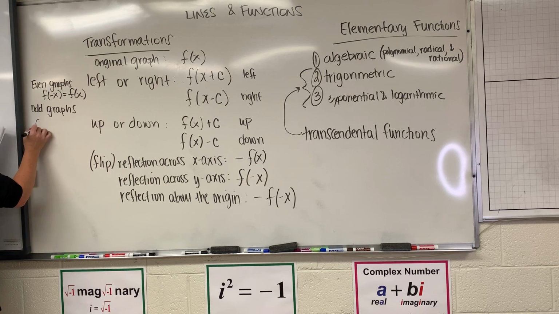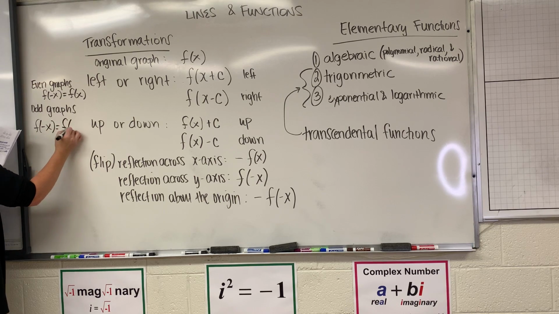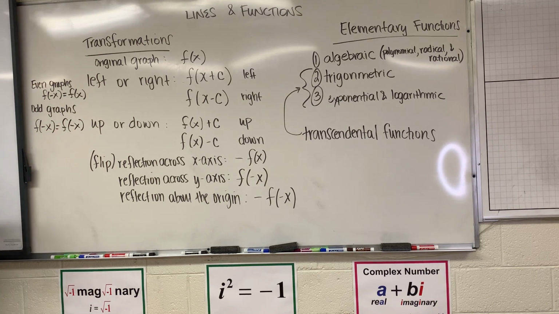Okay, and then your odd graphs are your odd exponents. Basically, when you put in a negative, it comes back out a negative. So what's negative to the third power? -1 to the third power? -1. So that's kind of what that means. And that's the last of it. Yay, we got through it, and with a little extra time.